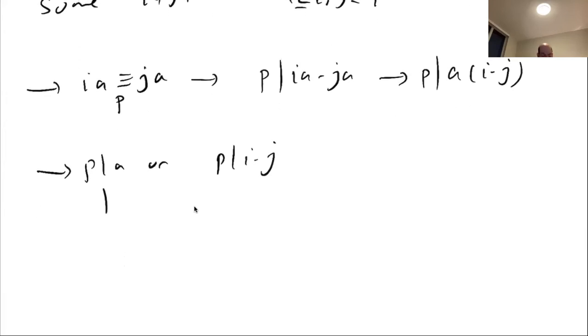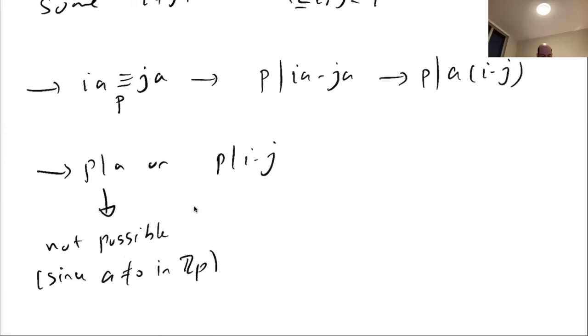But p divides a is not possible since a is not equal to 0 in Zp. P divides a means a equals 0 in Zp, because p divides a means a is a multiple of p, and a multiple of p is equal to 0 in Zp because it is divisible by p and therefore is congruent to 0 mod p.